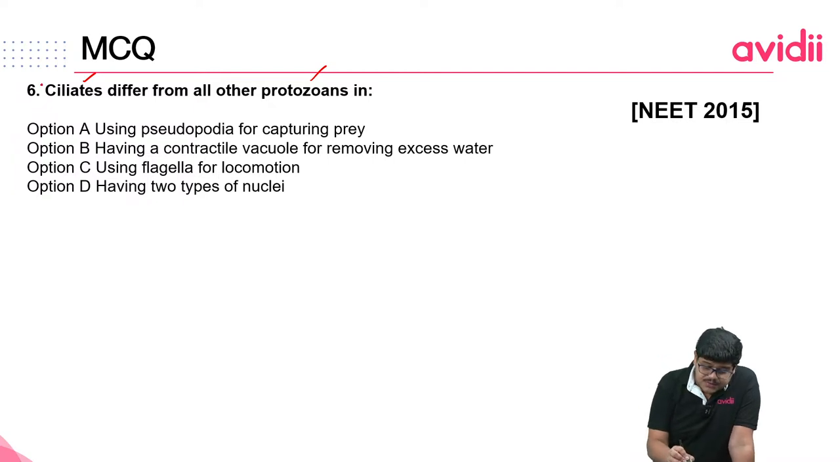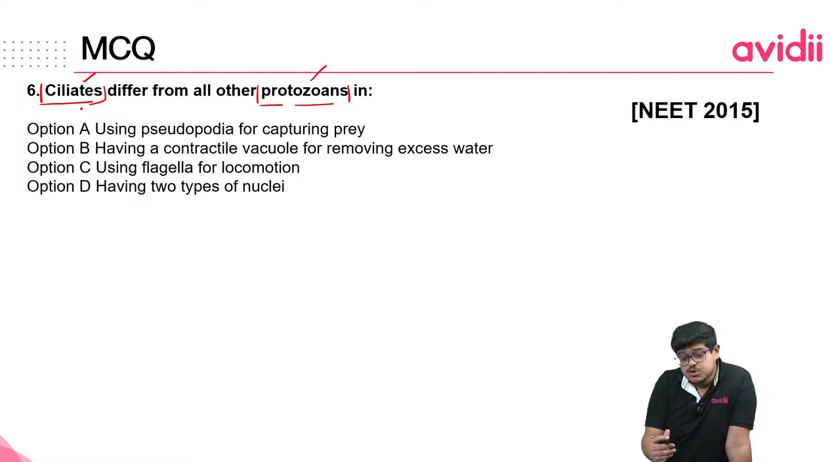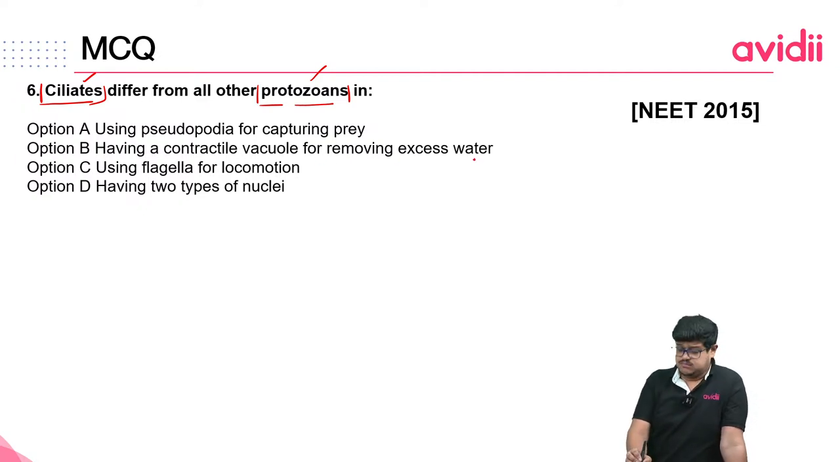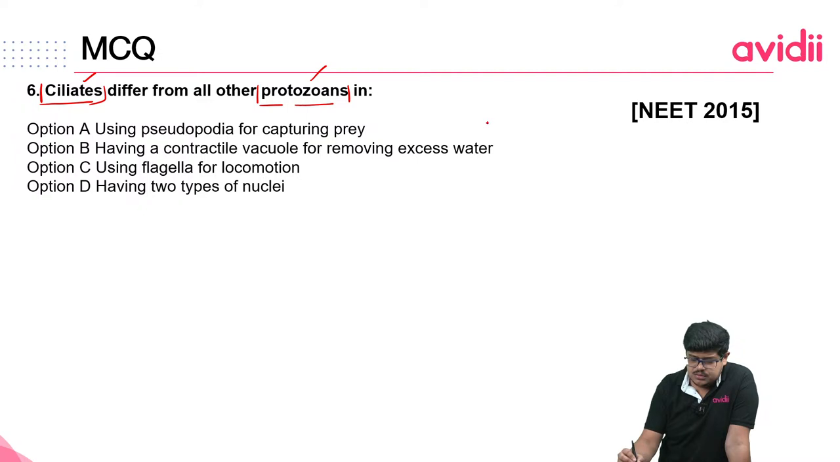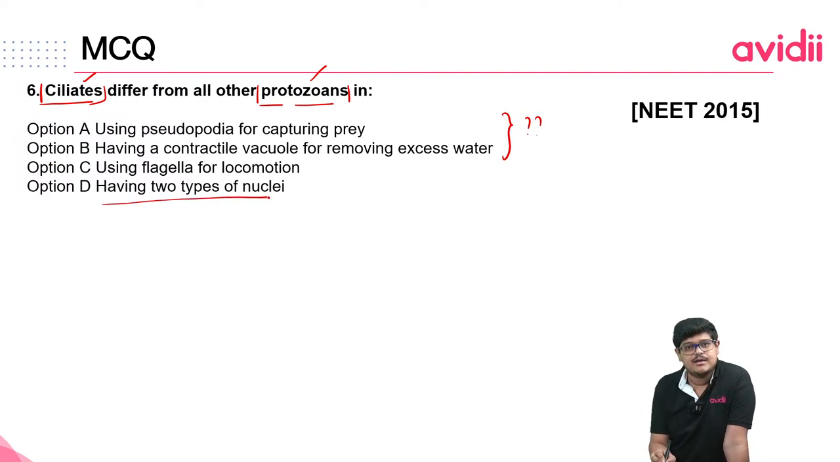Okay. So if we observe the basic features of ciliates and also other protozoans, we will observe pseudopodia. Again, read the question. They are telling you ciliates differ from. So you need not find the similarity, rather you need to find the difference, the uniqueness. Having pseudopodia for capturing prey, having a contractile vacuole for removing excess water, using flagella for locomotion. If I was the student reading this, these three would confuse me, right? But if you see the last one, having two types of nuclei, this is a unique character.